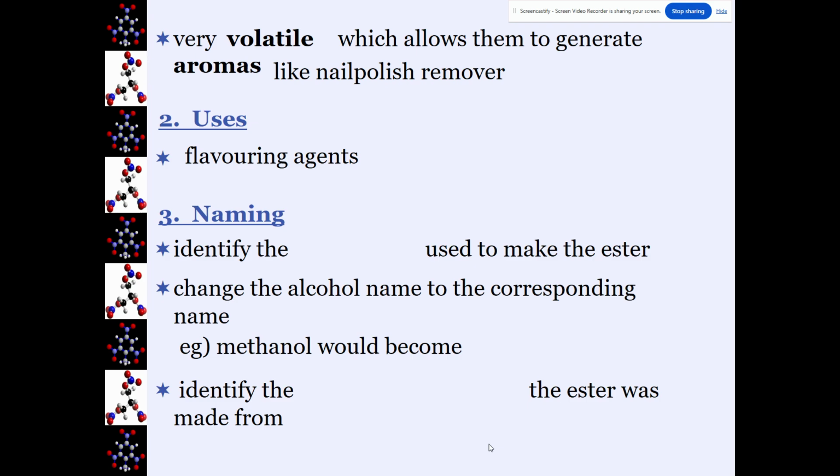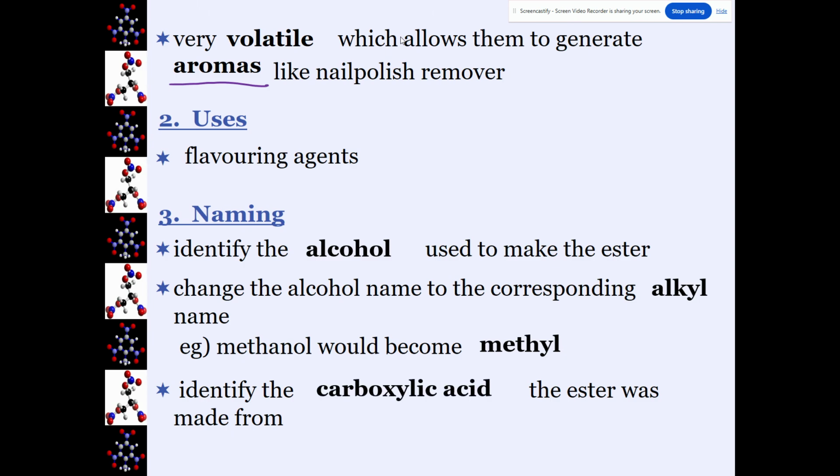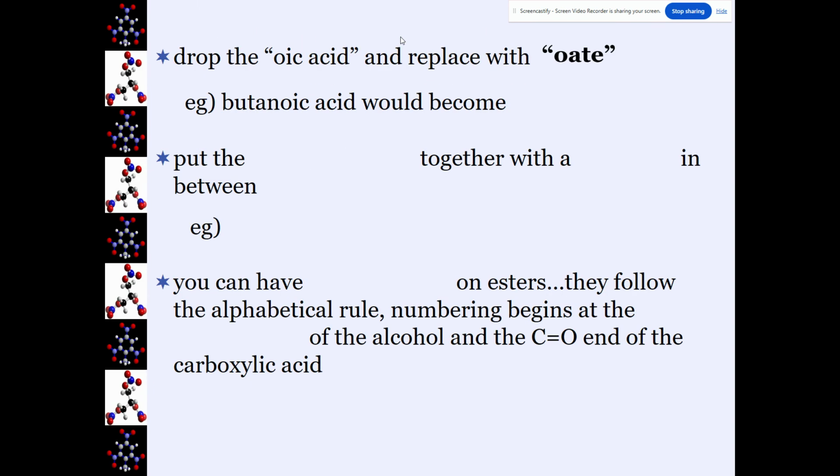So they also, very similar to aromatic compounds, give off aromas. Different flavoring agents that we use are esters. When you're naming them, like I said, you name the alcohol side first and change it to almost like a branch where you give it an alkyl name, and then identify the acid that it came from, drop the oic acid, and replace it with ate. So if it was butanoic acid that was part of the ester, it becomes butanoate.